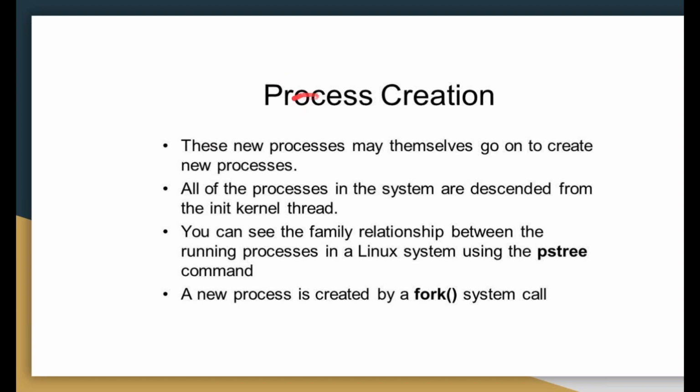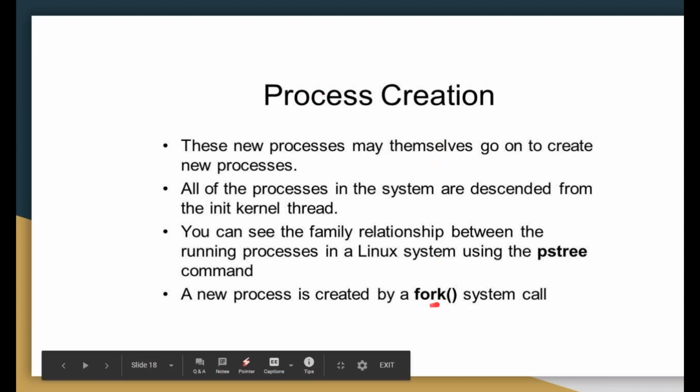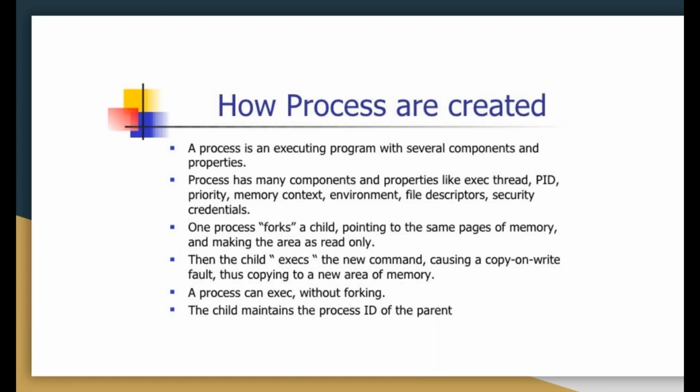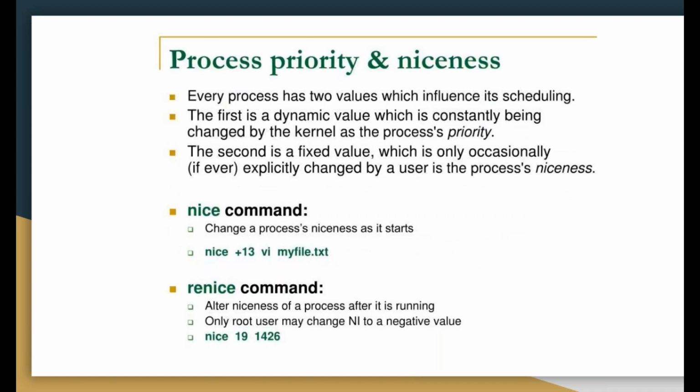When you are not running your program, it's just static, and it's just called a program. When the program is in the running state, it's called a process. You can create a process by using the fork system call. Then how it is created, and then the priorities.